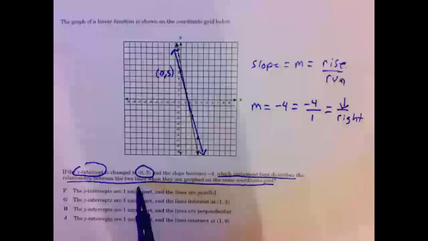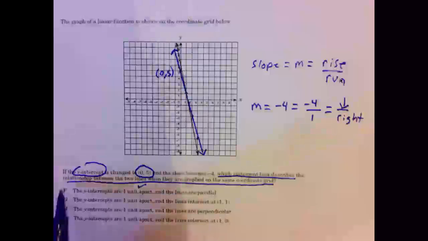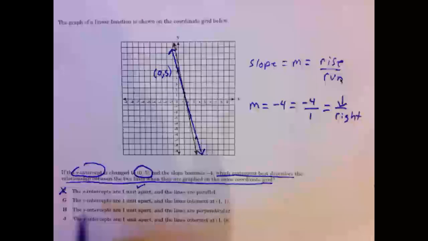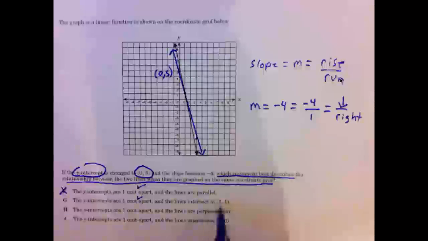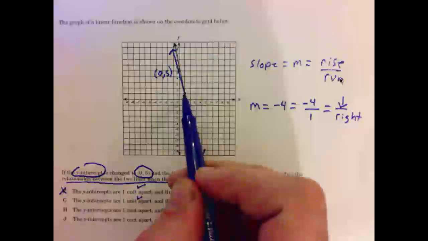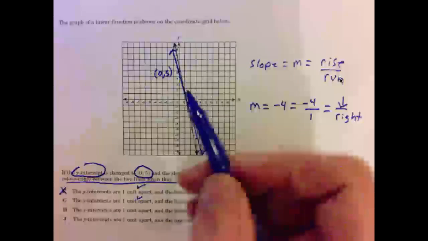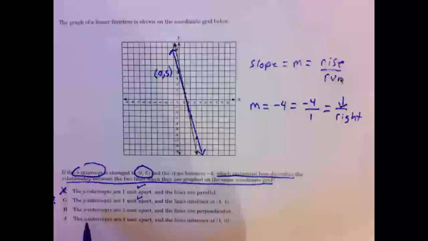The y-intercepts are 1 unit apart. That's true. But the lines are parallel. No, these lines definitely intersect each other. F is no good. The y-intercepts are 1 unit apart. True. And the lines intersect at 1, 1. 1, 1. That appears as that may be correct. It does look like, I'm going to put a question mark beside G. Potentially correct. The y-intercepts are 1 unit apart and the lines are perpendicular.